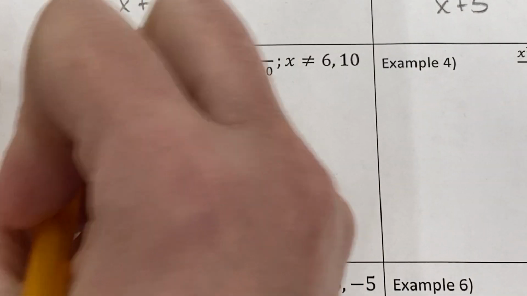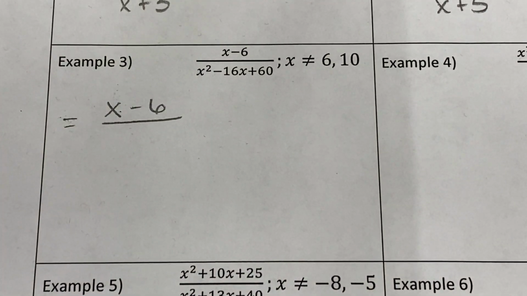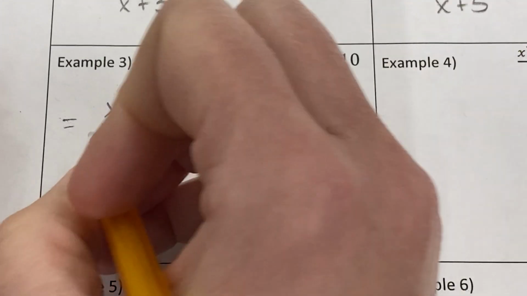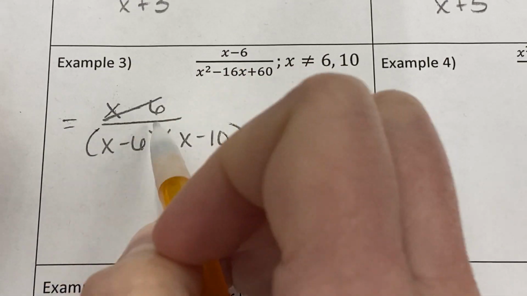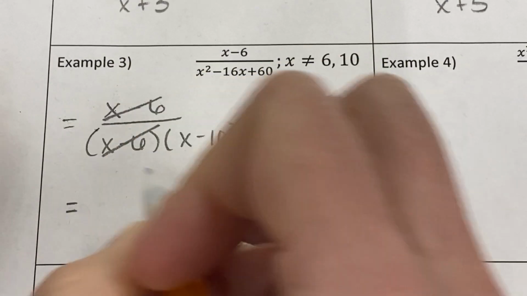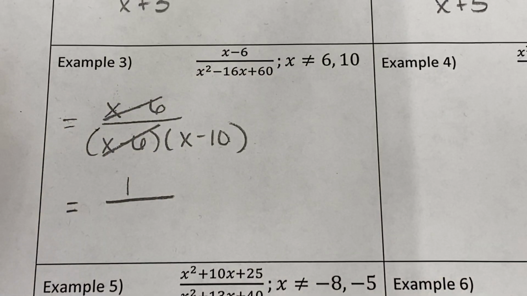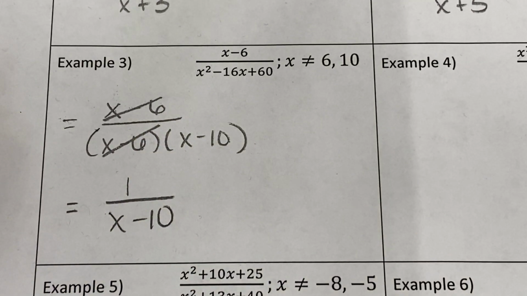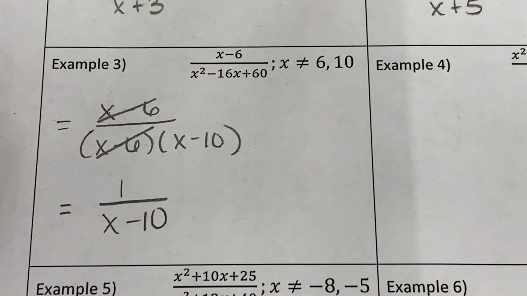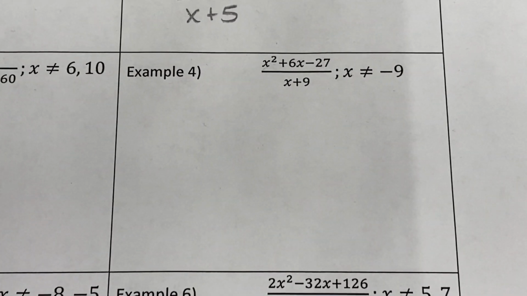There's nothing to factor in the numerator, so we are just going to leave that alone. In the denominator, the factoring would be x minus 6 and x minus 10. So those cancel. And remember, you can't just leave your numerator blank. There's a 1 there. It's invisible, but it's there. 1 over x minus 10. Example 4.